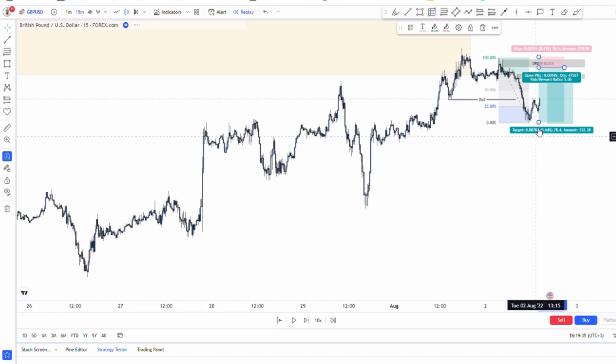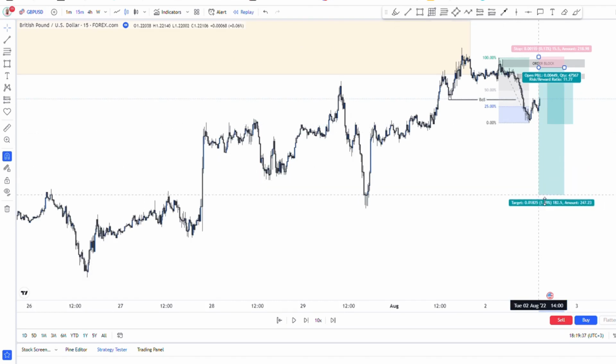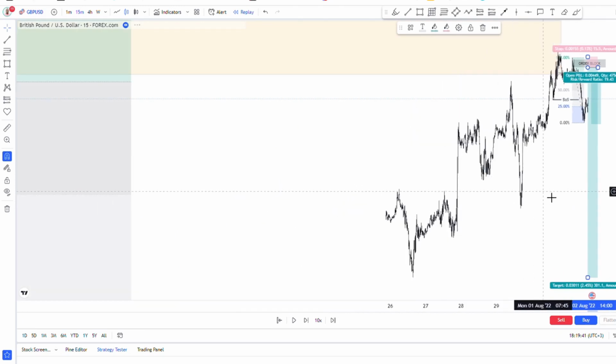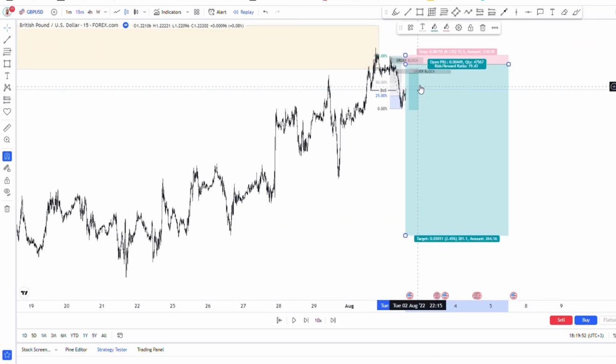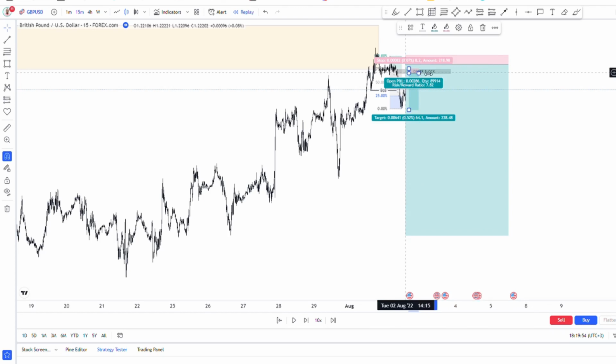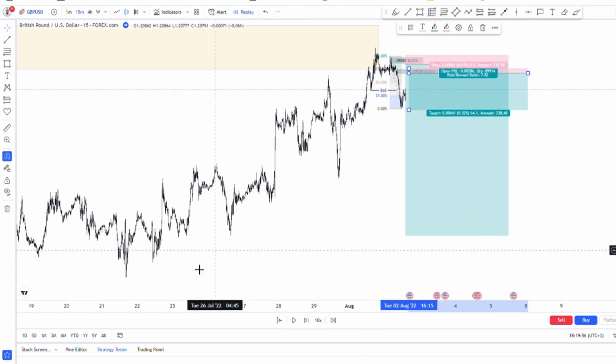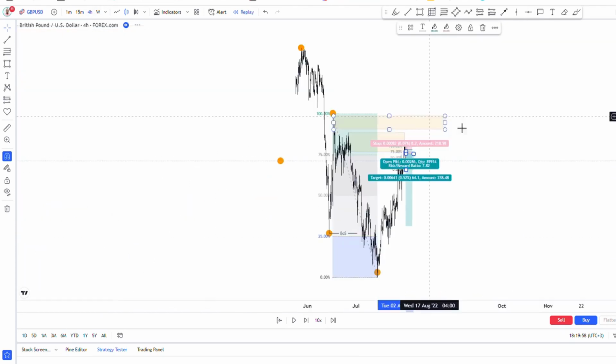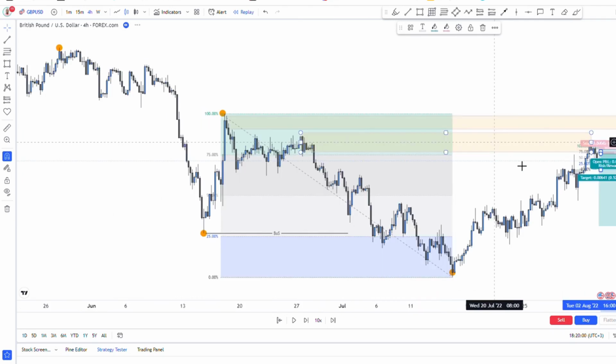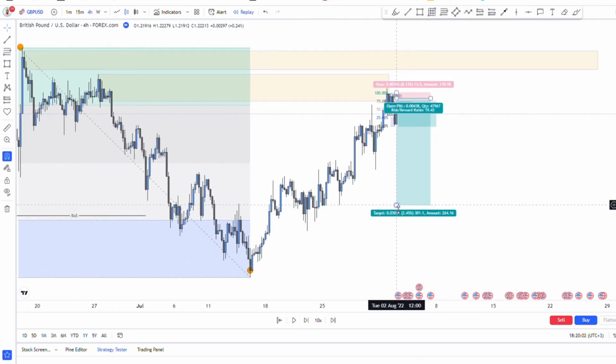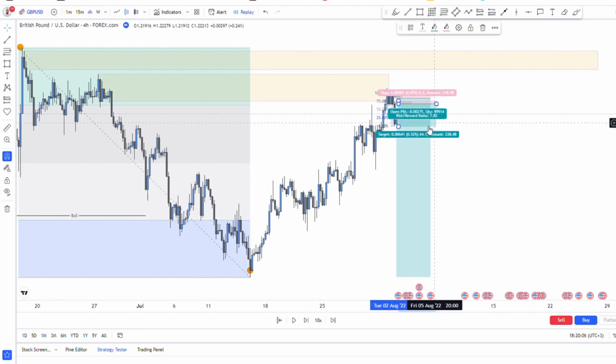So if we get out of the market at the swing low, so our swing low is down here. If we go to a 4-hour time frame, then we'll be able to identify the swing low of the market, which is down there. So that's where we expect to take our profit.